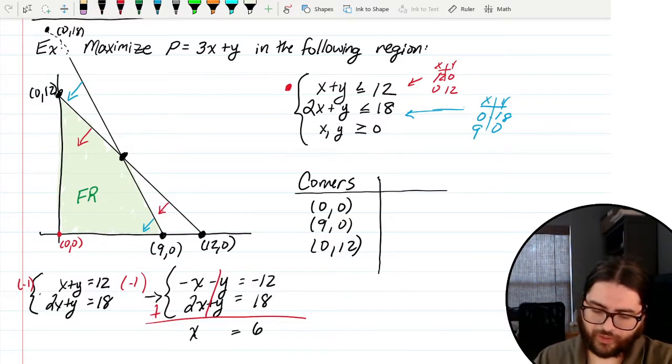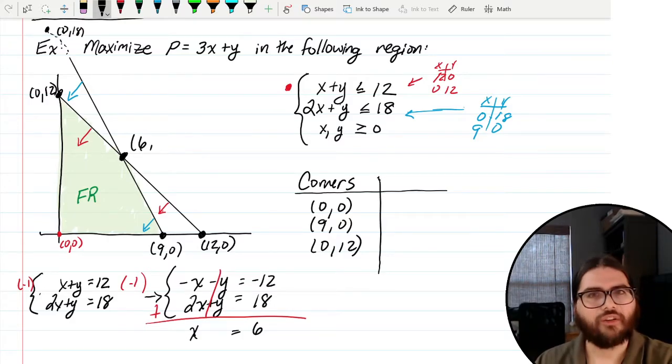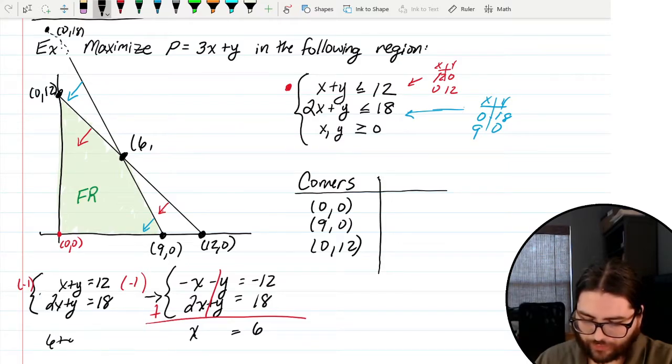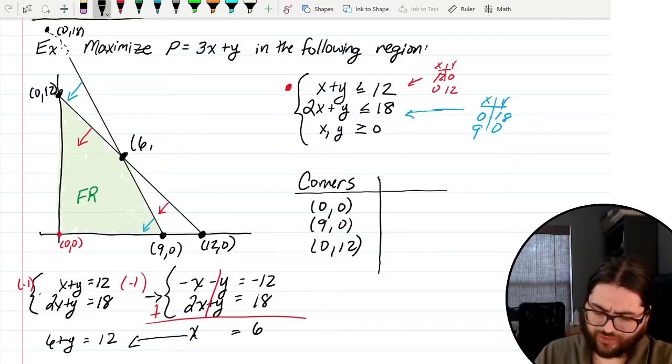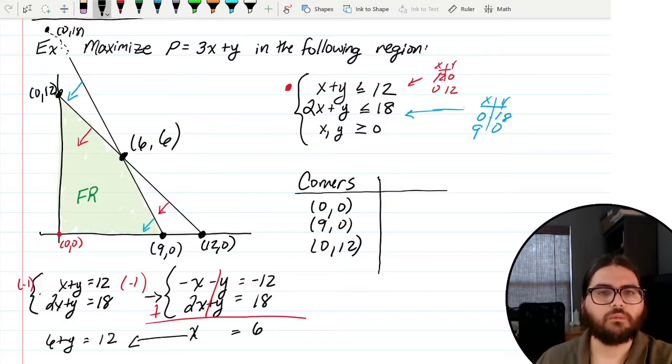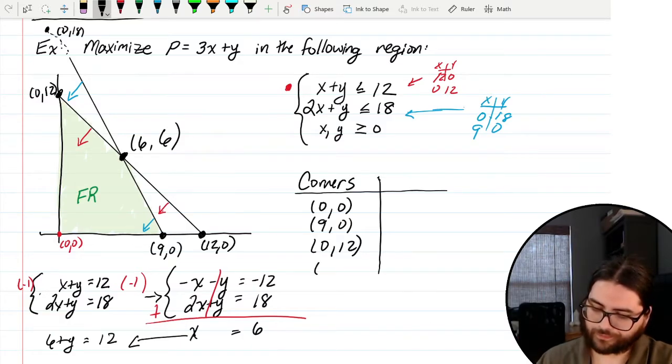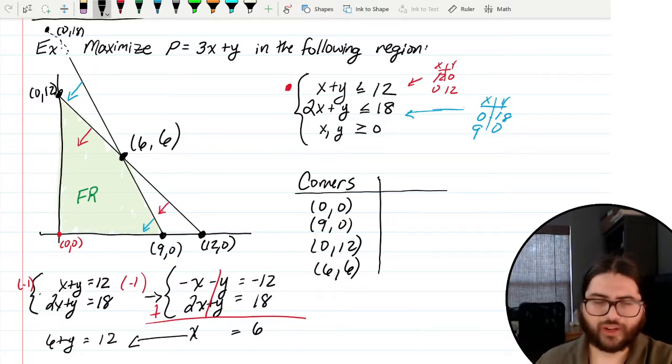And so, wait a minute, that gives me the x value. What about the y value? I think I need to plug this back into my original equation to find that y value. I'll start with the first equation, since that one's pretty easy, right? If I had to plug it into the second equation, it wouldn't be bad. 2 times 6 plus y equals 18. But from that equation, I can see that the y value should probably be 6 as well. 6 plus 6 equals 12. 2 times 6 plus 6 equals 18. So sometimes you will have to manually find that corner point.